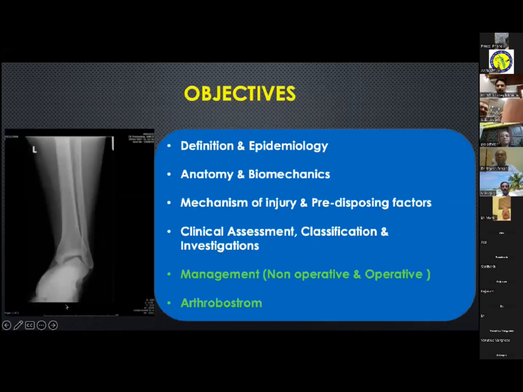The objectives of my talk would be to speak about the definition, epidemiology, anatomy and biomechanics, mechanism of injury and predisposing factors, clinical assessment, classification and investigations. Of course, management and Arthrobrostrom will be covered by the other two speakers.